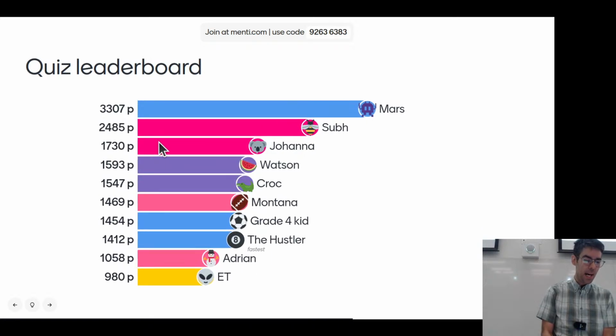Mars is still at the top, holding on to that tightly, and Sub is showing up underneath that. And the gray 4 kid is still here. Okay.